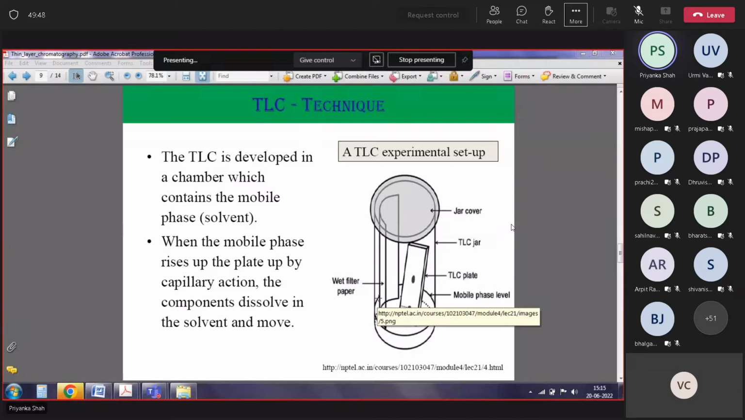Now this TLC is developed in a chamber which contains the mobile phase, as you can see. When the mobile phase rises up the plate by capillary action, that is opposite to the gravitational force, the components dissolve in the solvent and move.